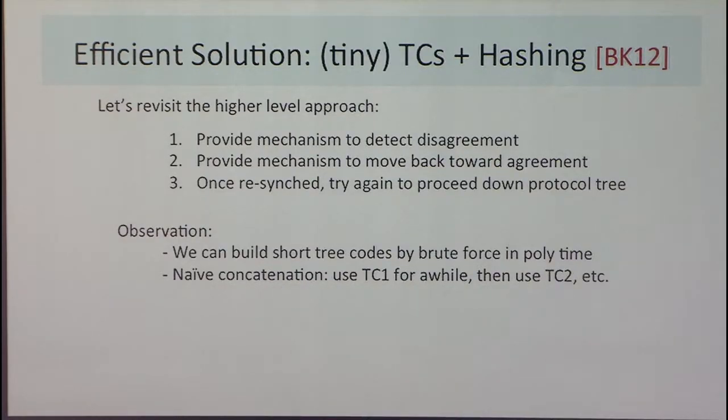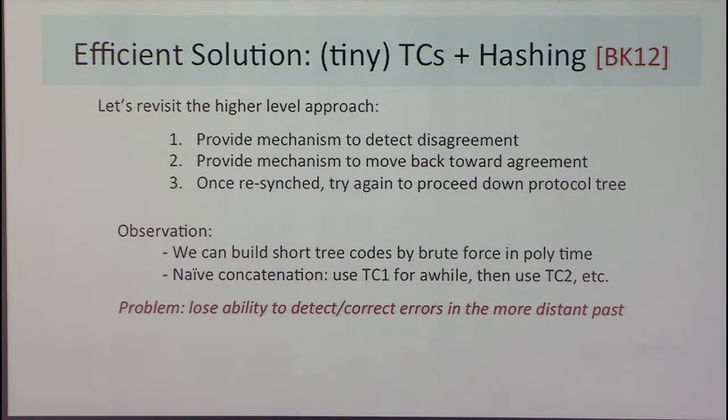We can build short tree codes by brute force in polynomial time. Okay? So we can naively concatenate them as a first step. We can use tree code 1 for a while and then start over and use tree code 2, which could be the same tree code. It doesn't really matter. It's just that we're starting fresh on a new tree code that's very short. We're going to run out. We're going to need to swap it out and do a new one and so on.